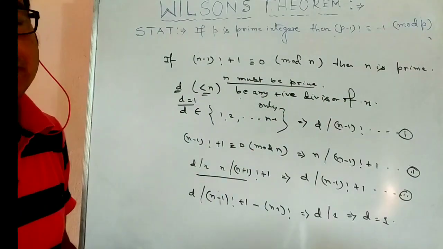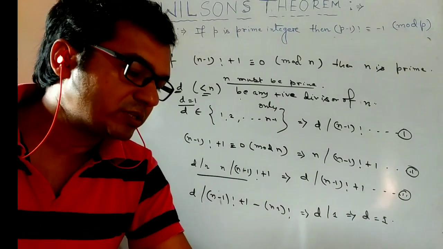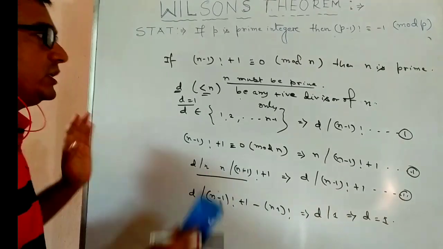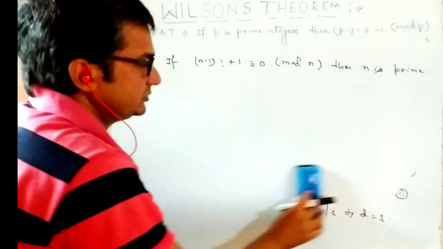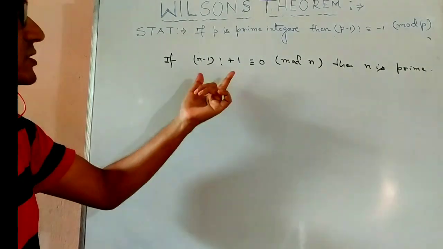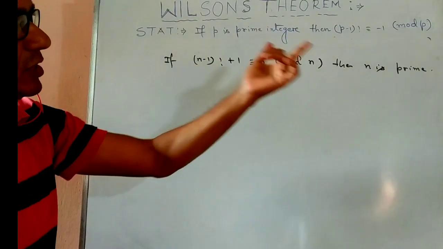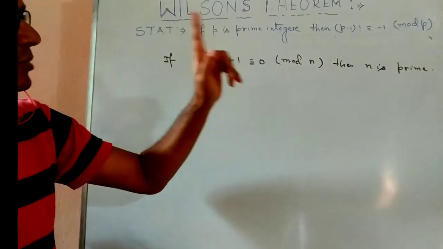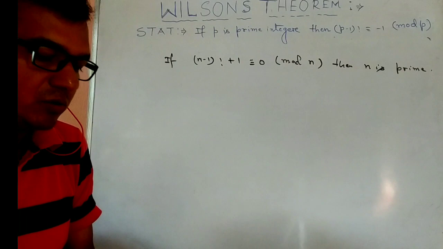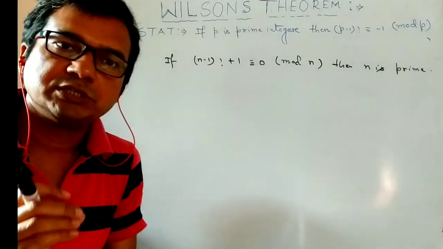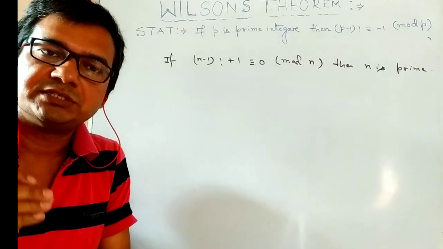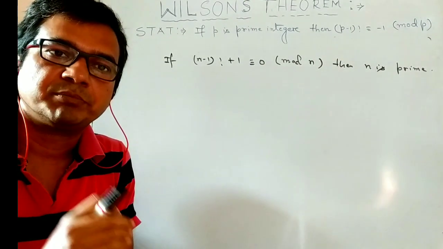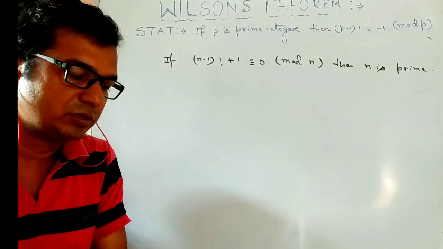Okay, so the converse of Wilson's theorem is also true. So we say that if a number satisfies this condition, then the number is prime, and if p is prime, then p satisfies this condition. So Wilson's theorem is the necessary and sufficient condition to test whether a number is prime or not.